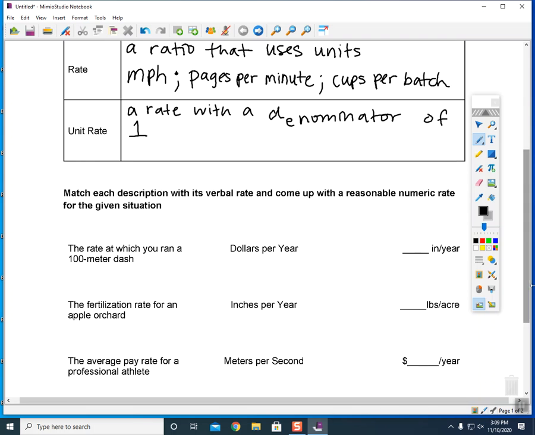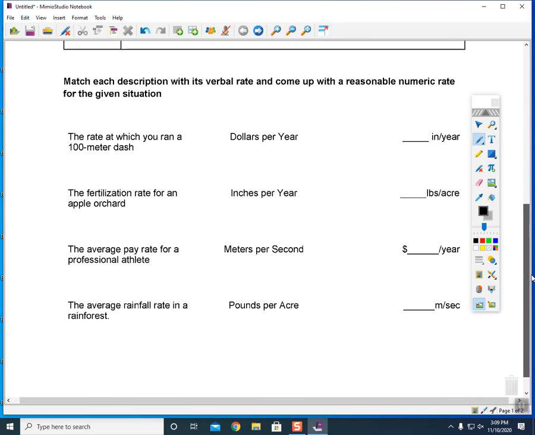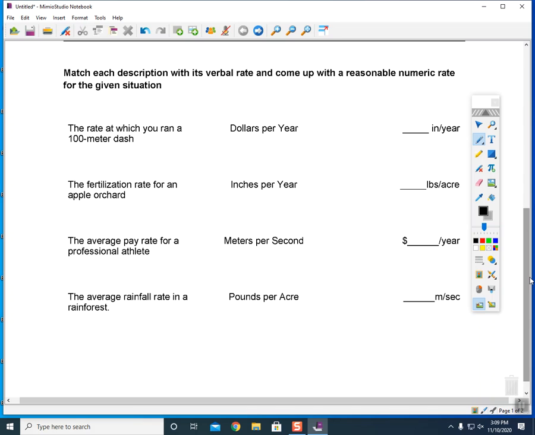Okay, so as we're talking about rates and ratios, we're going to look at each example here and match it with what the verbal rate would be, and then we're going to come up with a reasonable or realistic number that would go with that. So the first one, the rate at which you ran a 100-meter dash. Well, if I'm running a 100-meter dash, I'm going to need meters. So down here I see meters per second. This one's going to go with my meters per second.